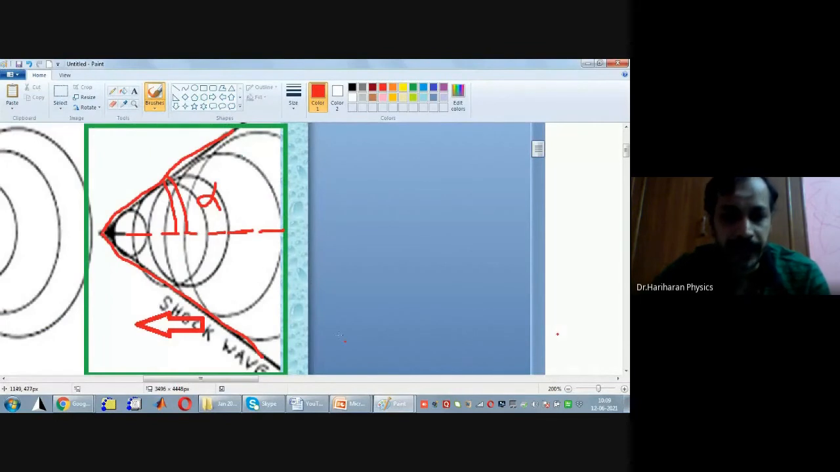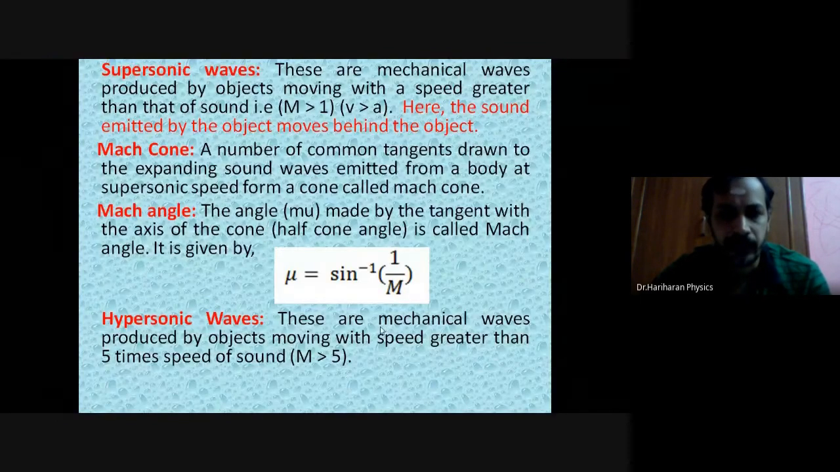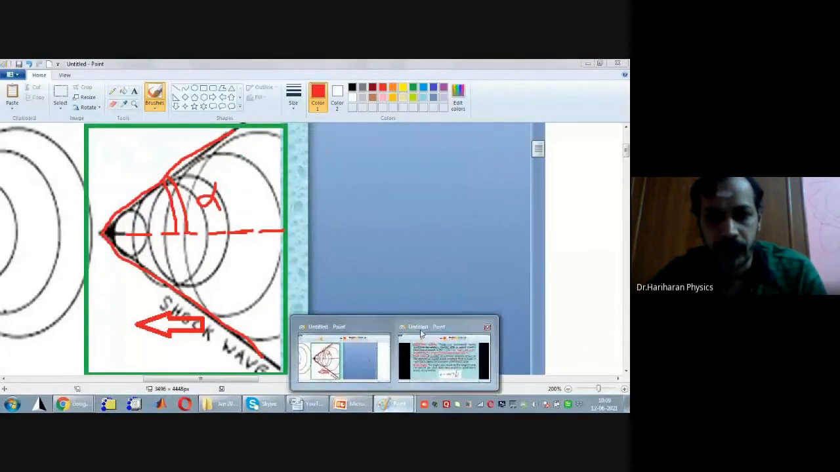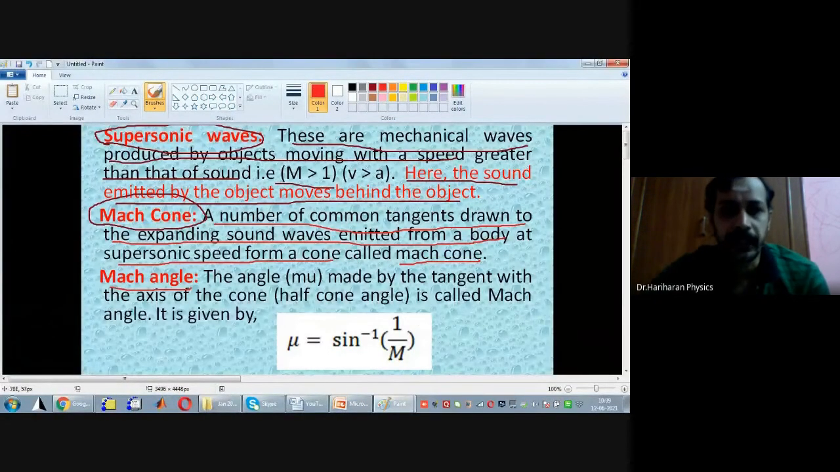Okay, what is Mach angle? Look at the definition here in the PPT. I go to page 2. Yes. So what is Mach angle? Mach angle is the angle, we denote it by mu, made by the tangent with the axis of the cone, which is called the Mach cone.